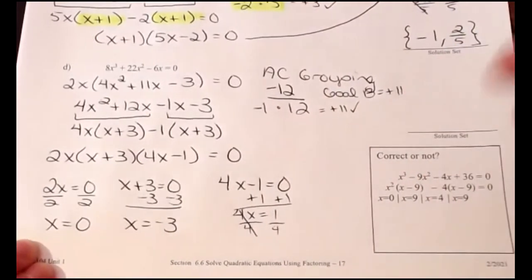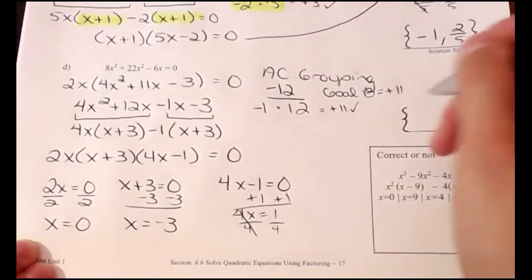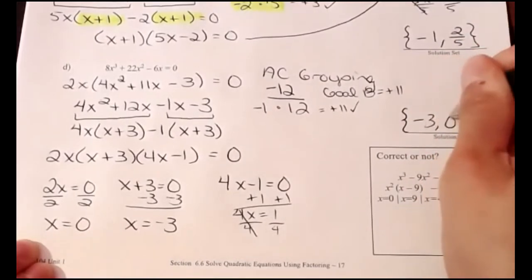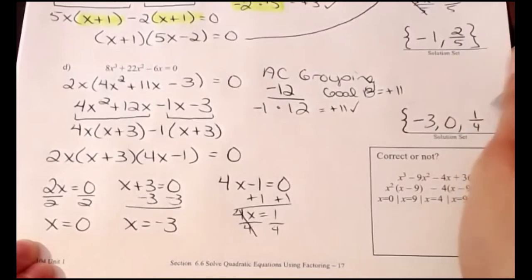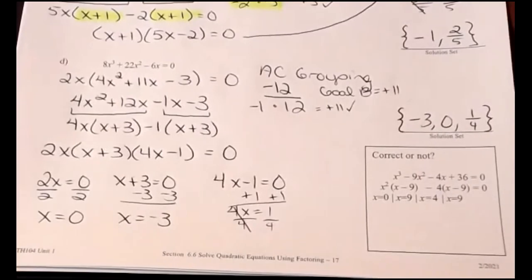And now we just have to list them. So as our solution set, we've got -3, 0, and 1/4. And that's how you would write your answer. You're just literally listing them. Very nice.